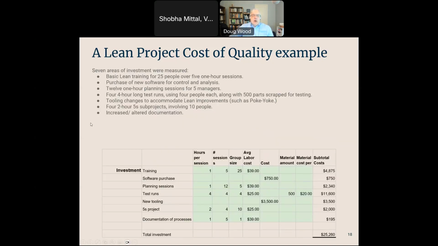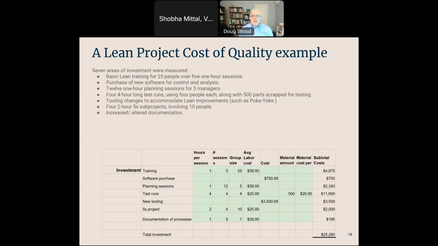Well, first of all, you needed to do training, some basic lean training. We had 25 people and we spent 5 one-hour sessions to do that. And so you can see the line says training, 1 hour per session, 5 sessions, 25 people. Average labor cost was $39.